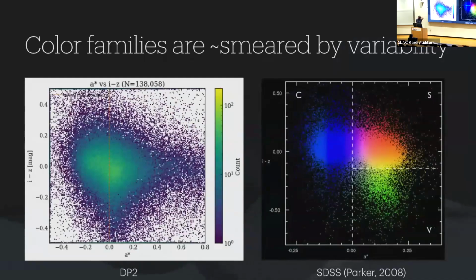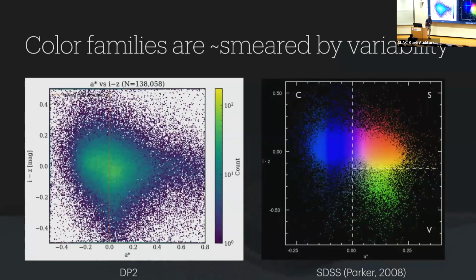Asteroids rotate and have light curves, and they're not perfectly spherical. So on the right, we've got a beautiful SDSS plot made by a UW undergrad, go UW, in 2008. Here are different color families of asteroids, very clearly visible in SDSS data. SDSS had simultaneous colors in different bands, or very nearly simultaneous. So when they made two observations of the object, it was at the same point in its rotation curve, unless it rotated really, really fast.